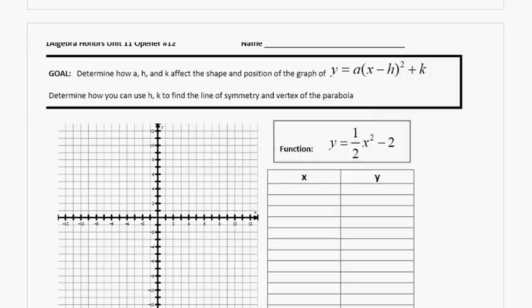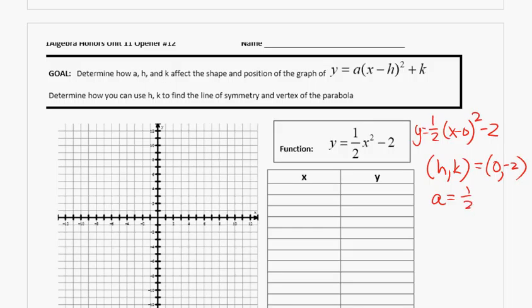In opener 12, now we don't have an h value, right? We have y equals 1/2 (x minus 0) squared minus 2. So my (h, k) is going to be (0, negative 2). My a value is going to be 1/2, so I'd expect this to be fatter than its parent function, y equals x squared, and shifted to the left by 2 units.